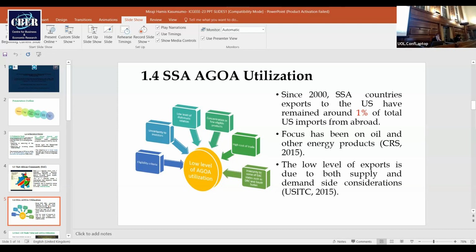Another issue is uncertainty to investors. Investors are not sure if AGOA will still be there and whether they will continue to utilize it to export their products to the USA. Another issue is the high cost of trade. It considers both the cost of production of products to be exported and the cost of transportation. Also, insecurity in some EAC members, such as DRC and South Sudan, limits the amount of product they export to the USA.